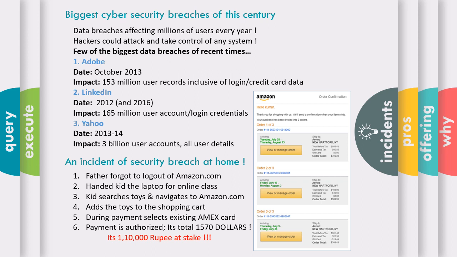An incident of security breach at home. Father forgot to log out of Amazon.com. Handed kid the laptop for online classes. Kid searches toys and navigates onto Amazon.com. Adds the toys to the shopping cart. During payment, selects existing Amex card. Payment is authorized. Its total, $1,570.